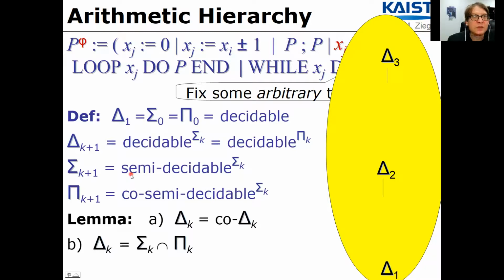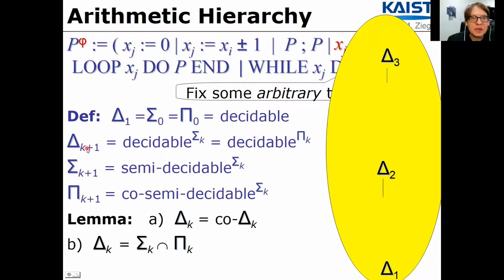Okay. Now let's look at pi 1. Pi 1 is the set of complements of semi-decidable problems. Again, it doesn't matter whether we have oracle access or not, because the oracle is from sigma 0, and sigma 0 is decidable, and thus the oracle can be replaced by an actual algorithm that does not use an oracle. So it's basically the complements of semi-decidable problems. That's pi 1.